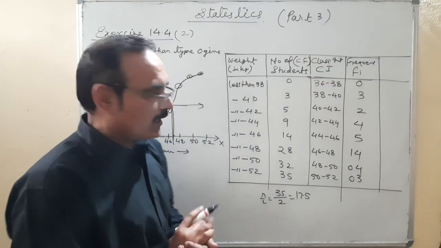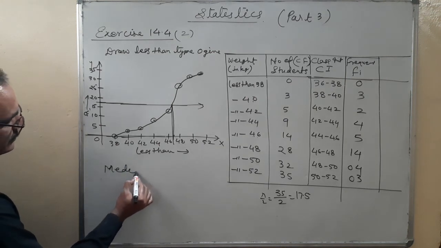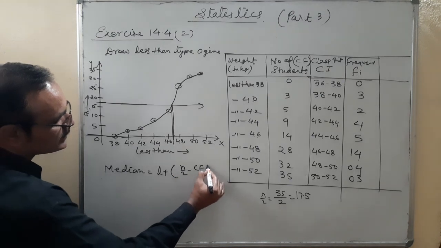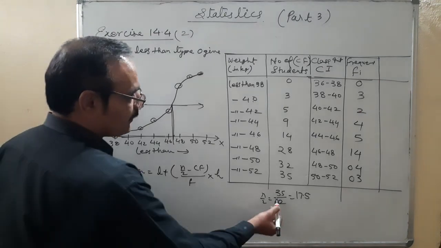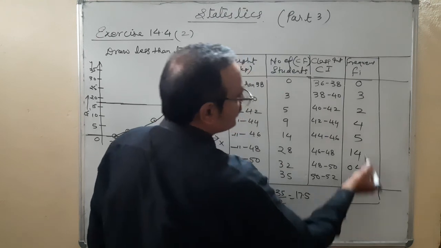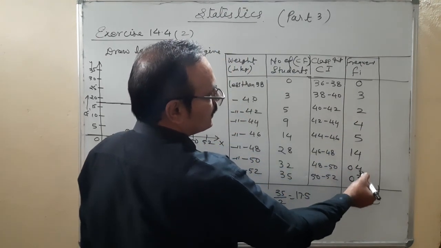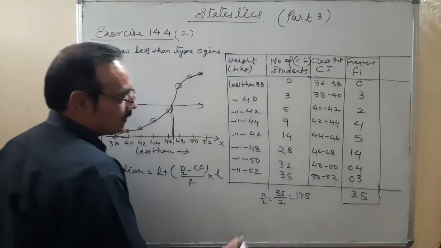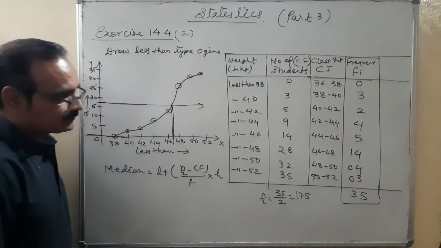Everything we got. After that, because we are using this formula, median is equal to L plus n upon 2 minus CF upon F into H. This is the formula for the median. What is the value of n? Already we have got it, 35. Its sum is also 35, there's no doubt, you can check it: 3, 2, 5, 4, 9, 14, 18, 22, 25, 32, 35. So n is equal to 35. n by 2 is equal to 17.5.